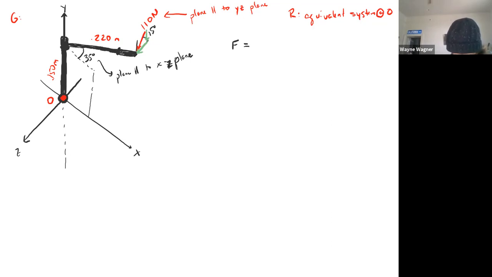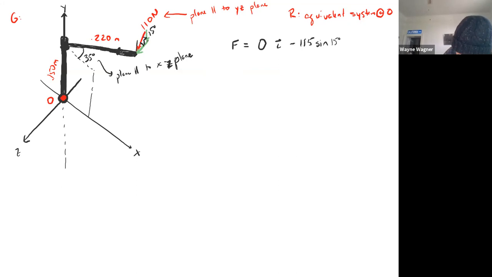So let's do our trig. It looks like 15 degrees is right here, and here's my right angle. So we've got 110 newtons. In the x direction, we've got a 0, so I'll put in a 0 for x. In the y direction, it's going down, so I'm going to get a negative 110, and that's the opposite of this angle, so that'll be the sine of 15 degrees.